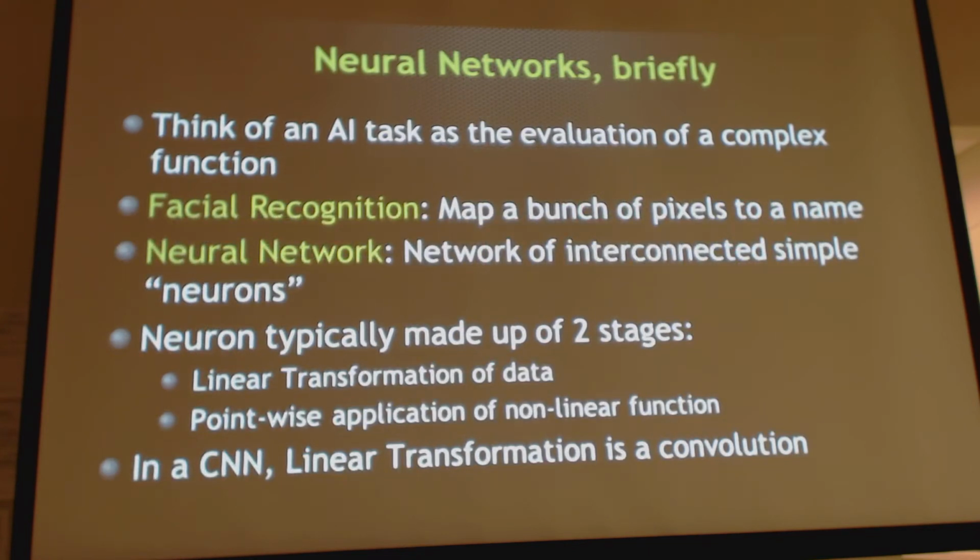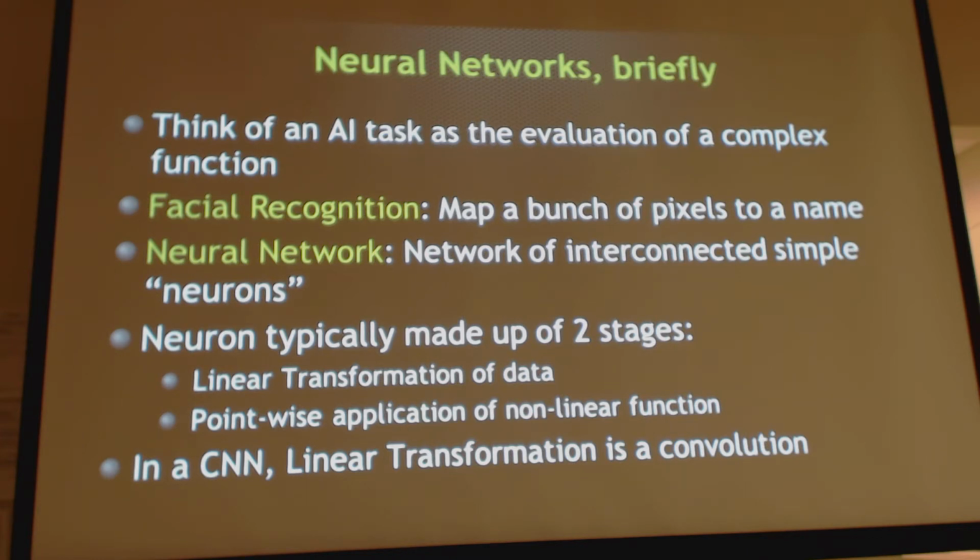Very briefly, you can think of any artificial intelligence task as the evaluation of a really complicated function. For instance, a facial recognition problem is a function that maps a bunch of pixels in the form of an image to a name or some unique identifier of the person. Immediately this is a problem, because as human beings, you and I are not designed to think of functions that look like this. That's just way too complicated.